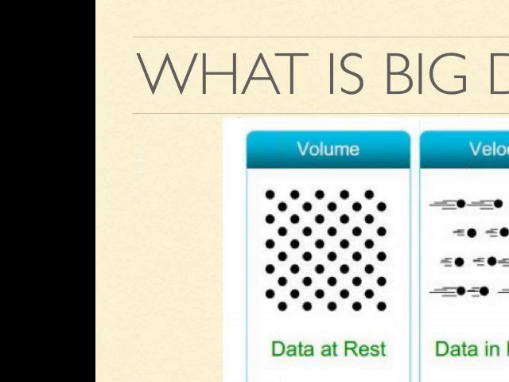Now, there is something called velocity. And so sometimes, even though you do not have volume or velocity, there could be a need for distributed architecture. Distributed architecture means using multiple computers to solve your problem. All right. Because of the variety of the data.